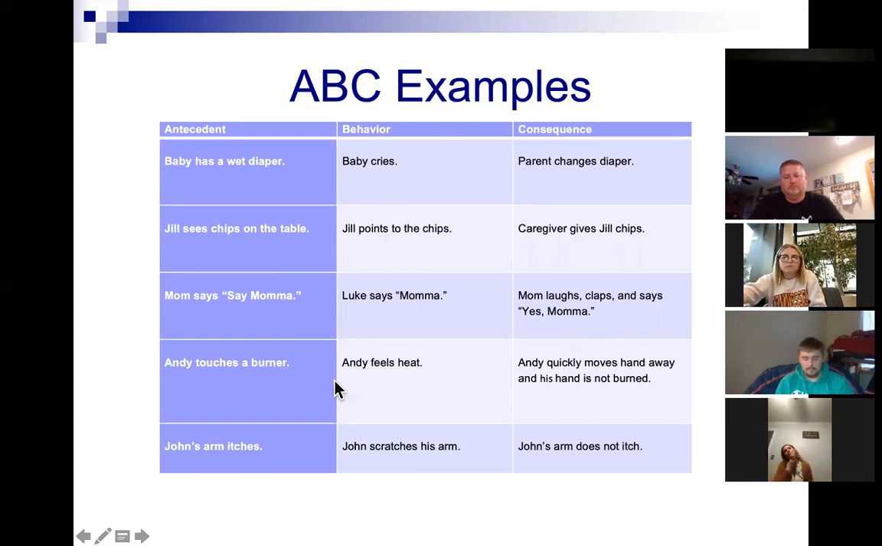Andy puts his hand on a hot burner, he feels the heat, and then he moves his hand away. What was the function of pulling his hand away? John's arm is itchy, so he starts scratching it, but his arm doesn't itch. So what was the function of scratching his arm? Be thinking about that.